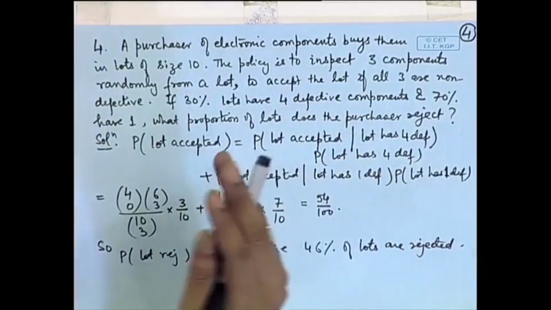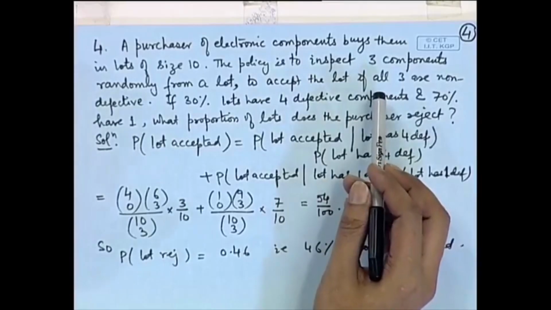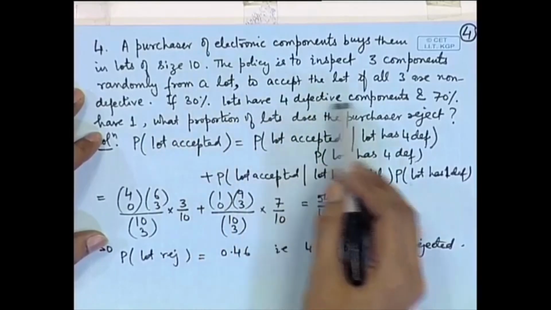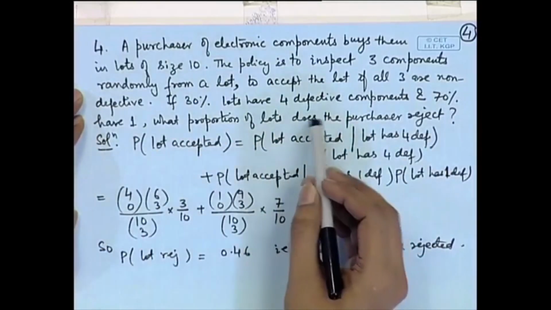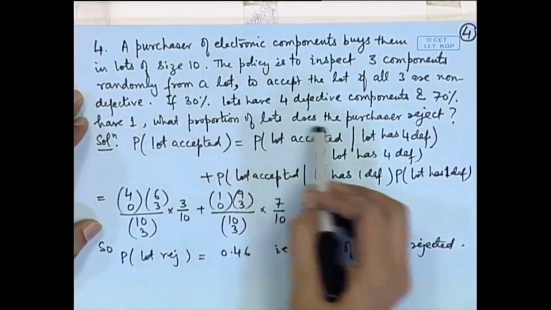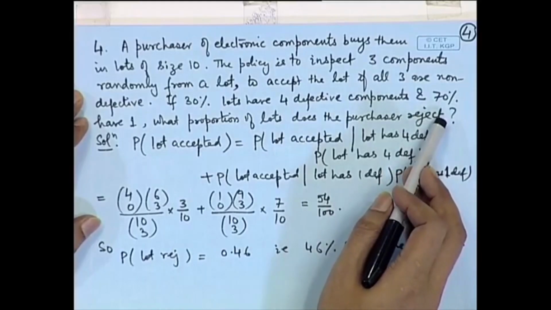So, each lot has 10 components. What the purchaser will do is randomly select 3 components from that lot and inspect them. If all the 3 are okay, non-defective, he accepts the lot, otherwise he rejects the lot. Now, it is known to us that 30% of the lots have 4 defective components and 70% of the lots have 1 defective component. So, in general, what proportion of lots will the purchaser be rejecting?